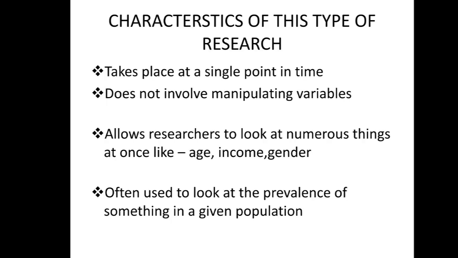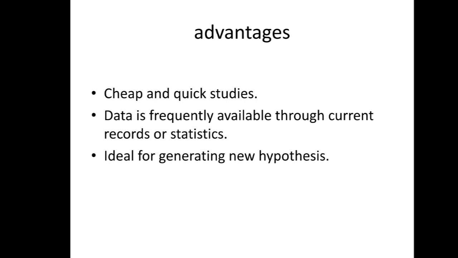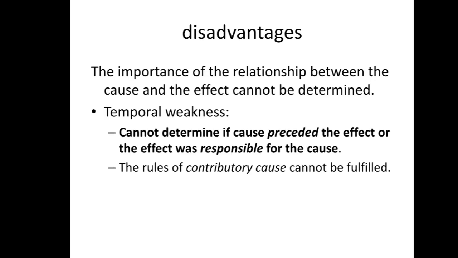So what are the characteristics? It takes place at a single point and doesn't involve manipulating the variables. The researcher can look at numerous things at one time, like age, income, gender, and one can use it to look at the prevalence of something in a given population. It is cheap and quick, and data is frequently available through current records or statistics, and it is ideal for generating new hypotheses.